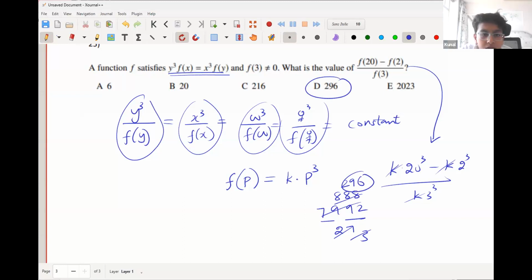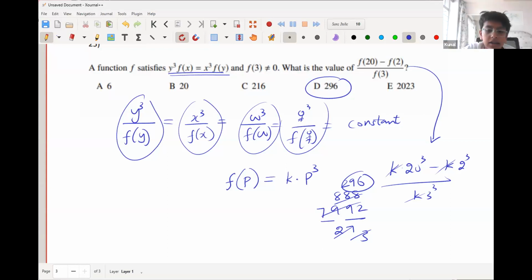So why does it have to be a constant? Because if it has to be true for every x, no matter what I put x as, x cubed by f of x should always come out to be the same thing. That means that has to be a constant, right?